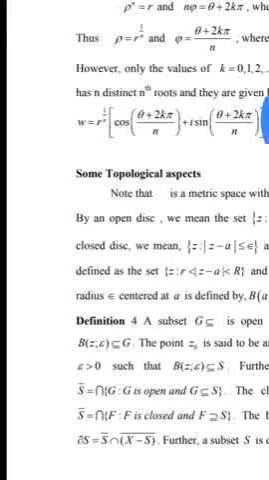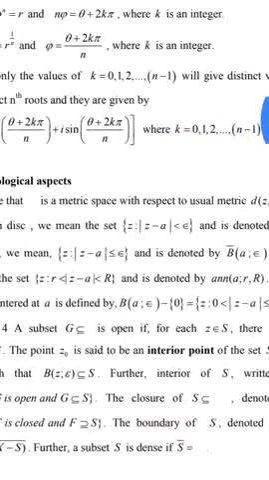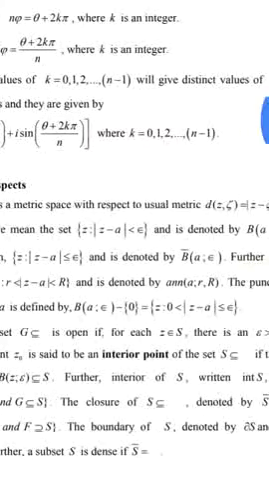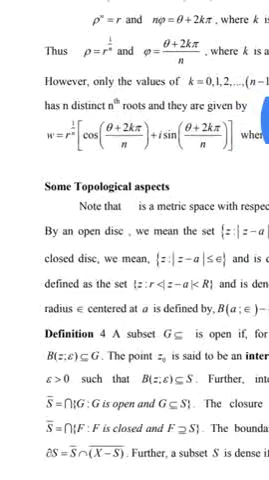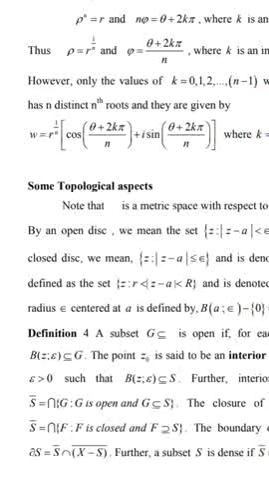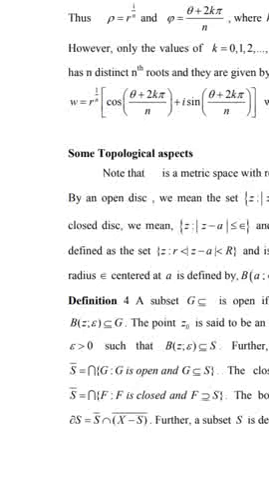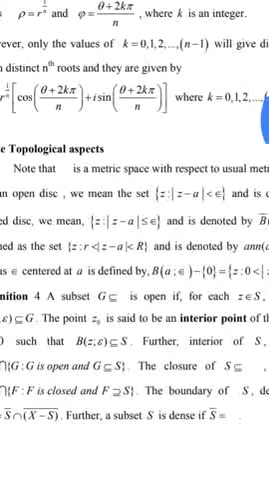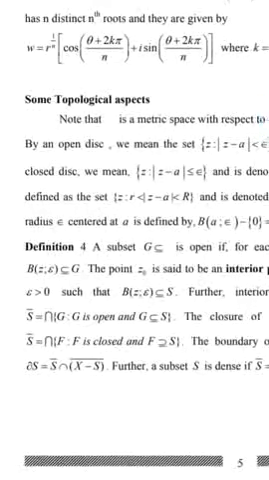However, only the values k = 0, 1, 2, ..., n minus 1 will give distinct values of w. Then z has n distinct nth roots and they are given by w = r^(1/n) [cos((theta + 2k pi)/n) + i sin((theta + 2k pi)/n)], where k = 0, 1, 2, ..., n minus 1.